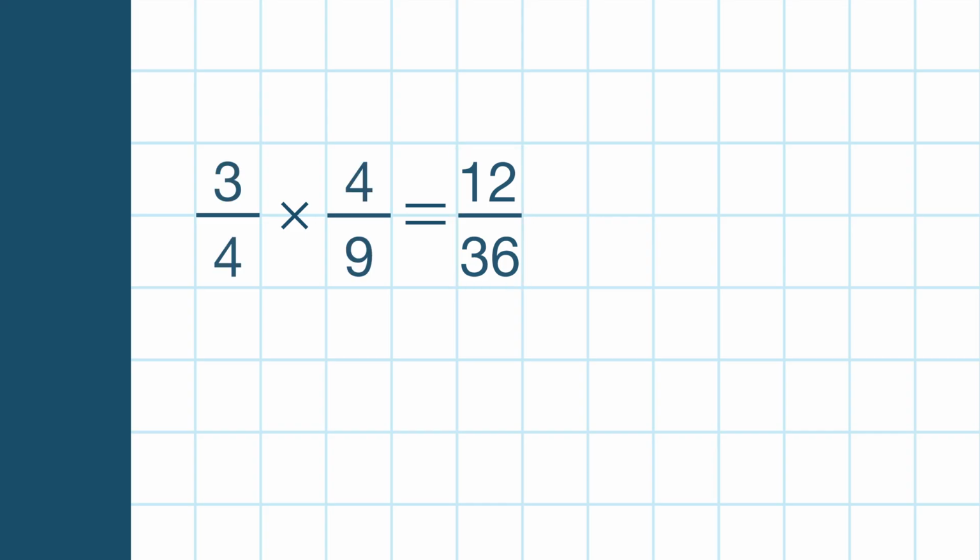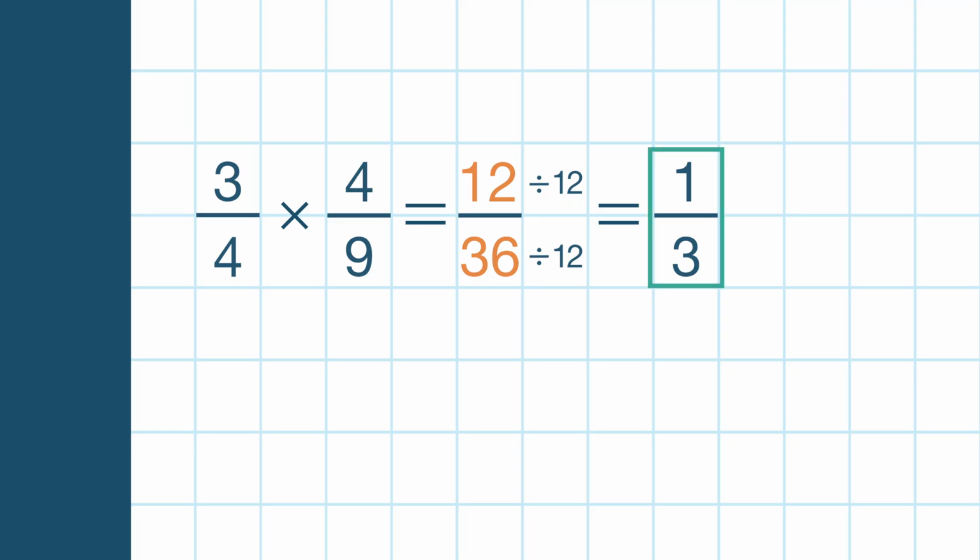Can we simplify 12/36? Yes, both 12 and 36 can be divided by 12. 12 divided by 12 equals 1. 36 divided by 12 equals 3. So 12/36 simplifies to 1/3.